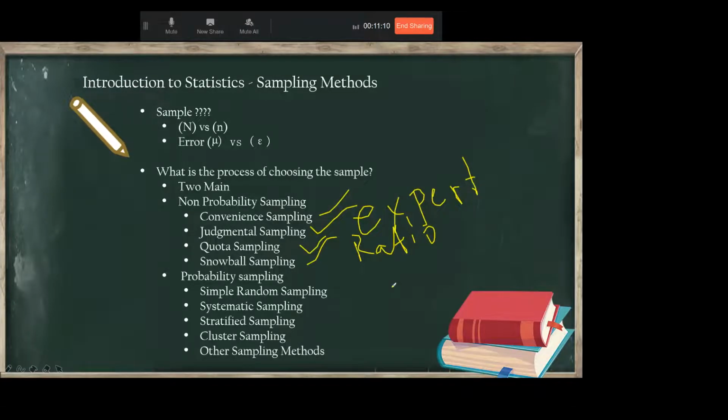Then we talked about stratified sampling. Stratified sampling is for when we have a heterogeneous population. First we divide the heterogeneous population into homogeneous groups, meaning groups with the same traits. Then we choose from them.